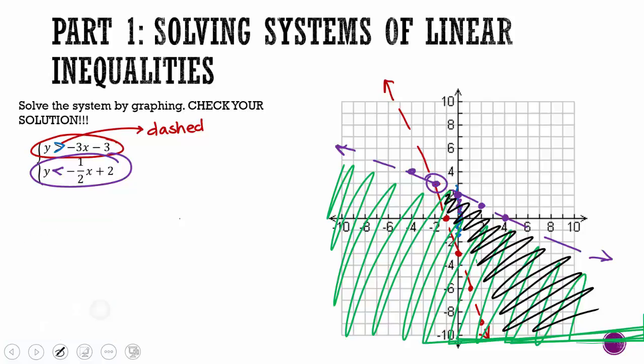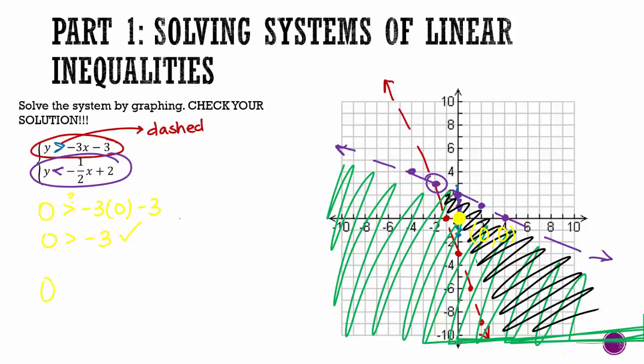I'm really excited though because (0, 0) is in this double shaded part. And that is really easy to plug in. So let's plug it into both equations. I want to know, is 0 greater than -3 times 0 minus 3? If we simplify, we get 0 is greater than -3, which we know is true.